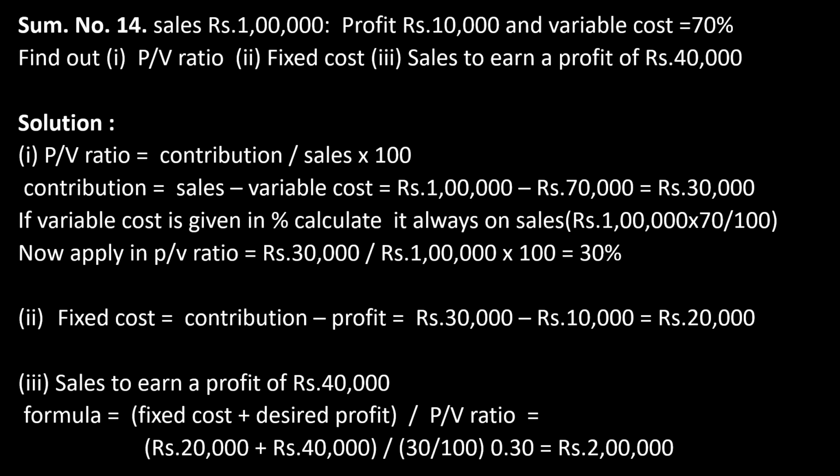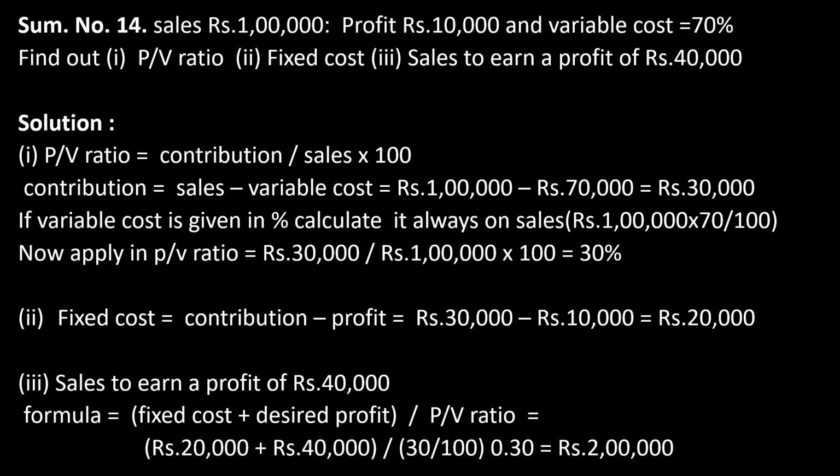Second subdivision, fixed cost. How to find a fixed cost? The formula for fixed cost is always contribution minus profit. I know already the contribution is 30,000. I know the profit given here in the sum is 10,000. So 30,000 minus 10,000 will give me 20,000. That is my fixed cost. Next, the third subdivision here. What will be my sales to earn a profit of rupees 40,000?